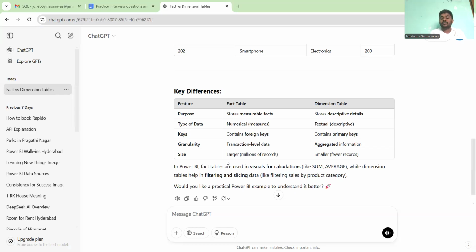These are all the important information related to differences between fact table and dimension table. I hope this video will help you for analyzing the difference between fact and dimension table.